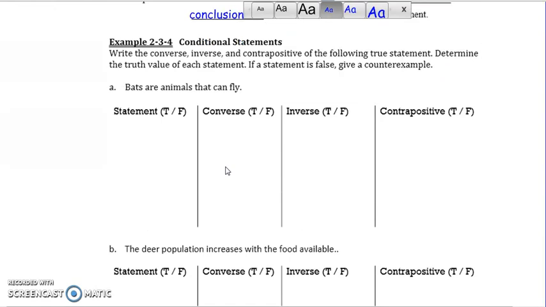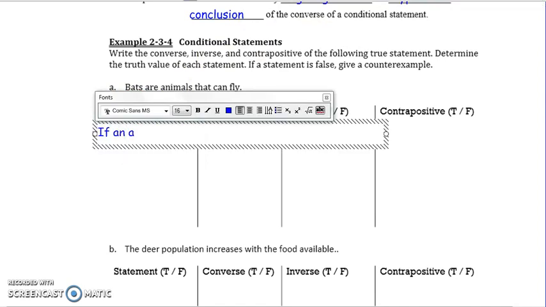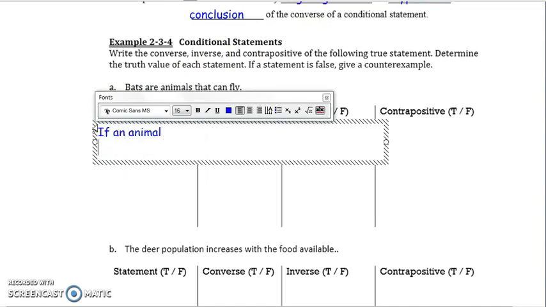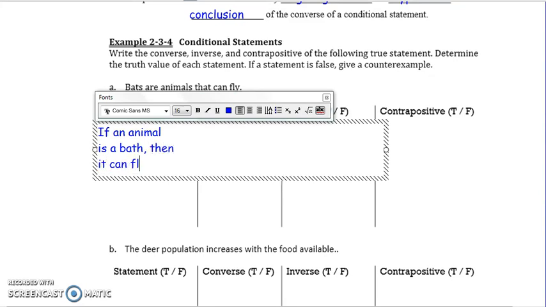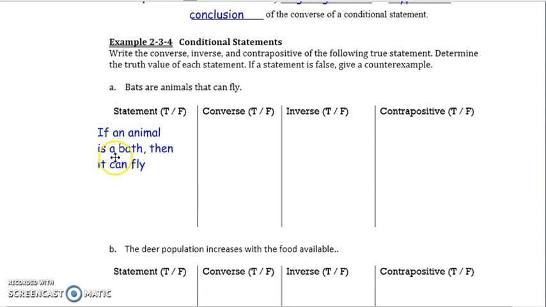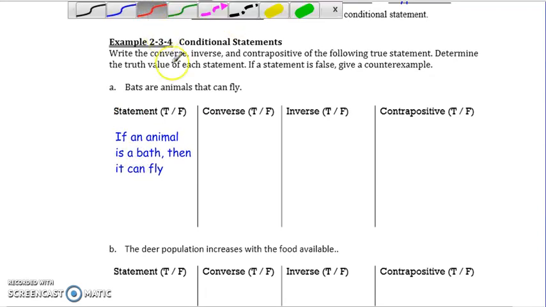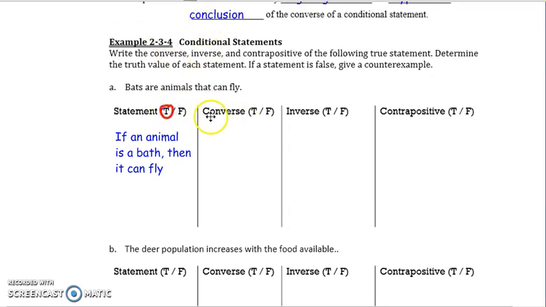So this first statement is going to be bats are animals that can fly. For our first statement, we're going to write the if-then statement. So if an animal is a bat, comma, then it can fly. So that is just our statement. Is that true or is that false? If an animal is a bat, then it can fly. Yeah, true.